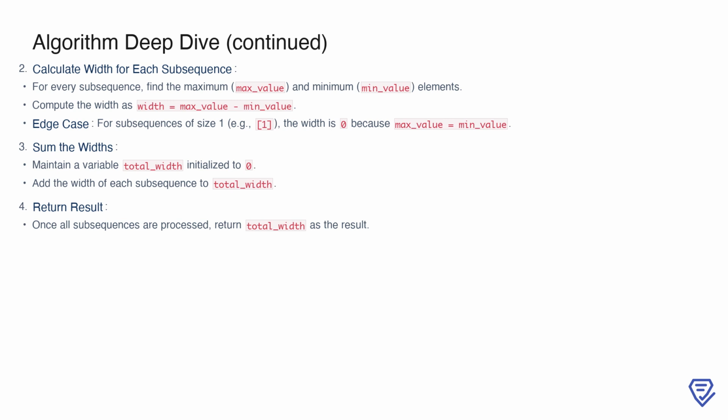After calculating the width for each subsequence, we maintain a running total in a variable, say total_width, which starts at 0. For every subsequence, we add its width to this running total. Finally, once all subsequences have been processed, the value of total_width gives us the result, which is the sum of the widths of all subsequences.